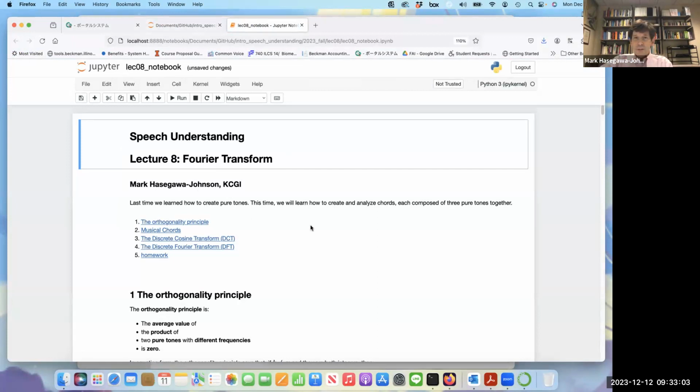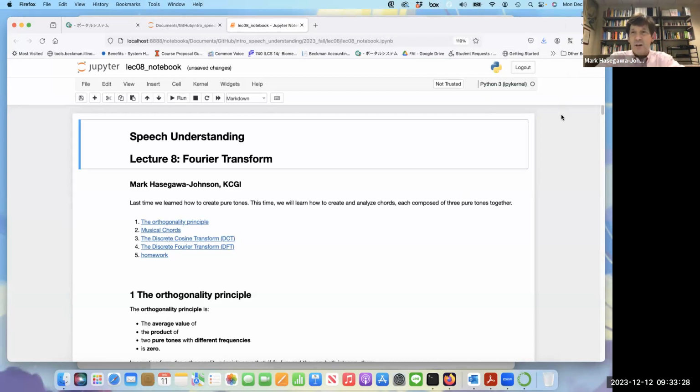So last week we talked about speech production, and we had a simple model of speech production, passing an impulse train through a resonator in order to produce a speech signal. Actually, 2 weeks ago, we talked about pure tones. Last week, we talked about speech.